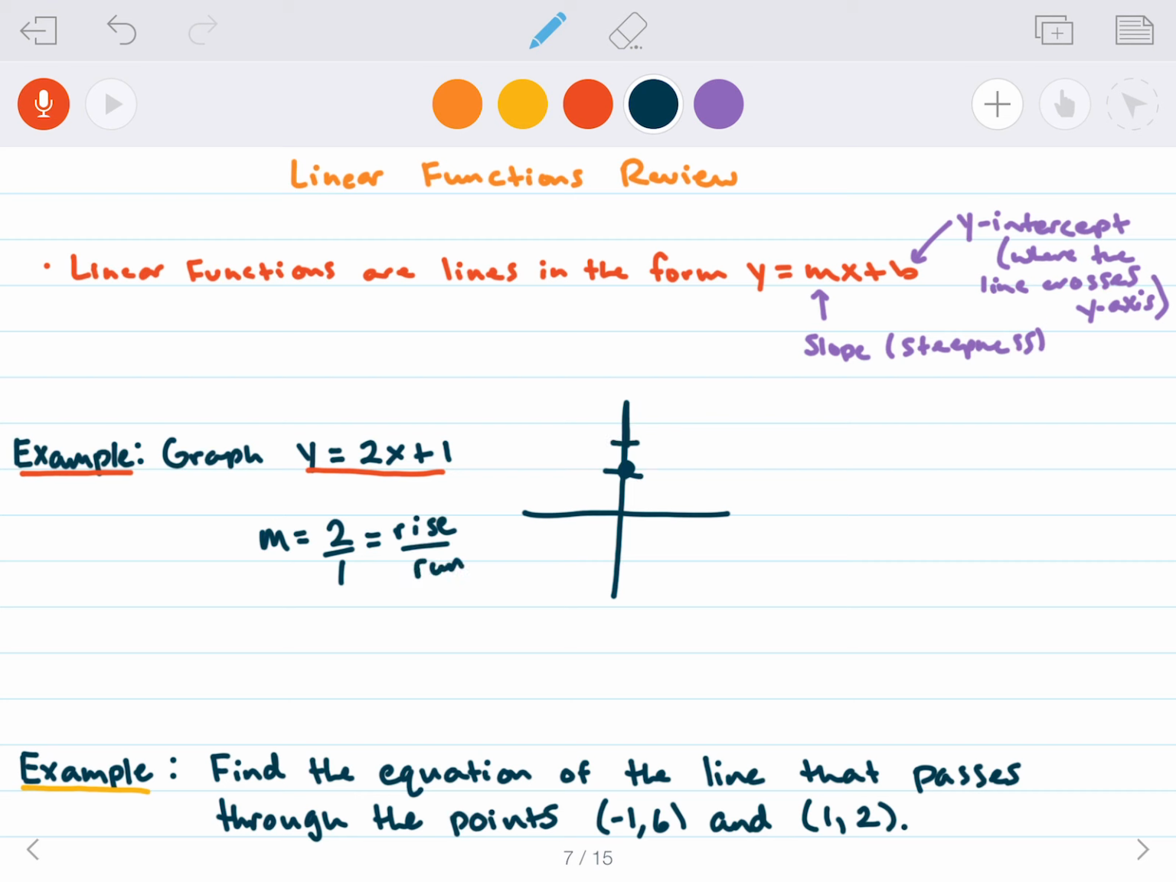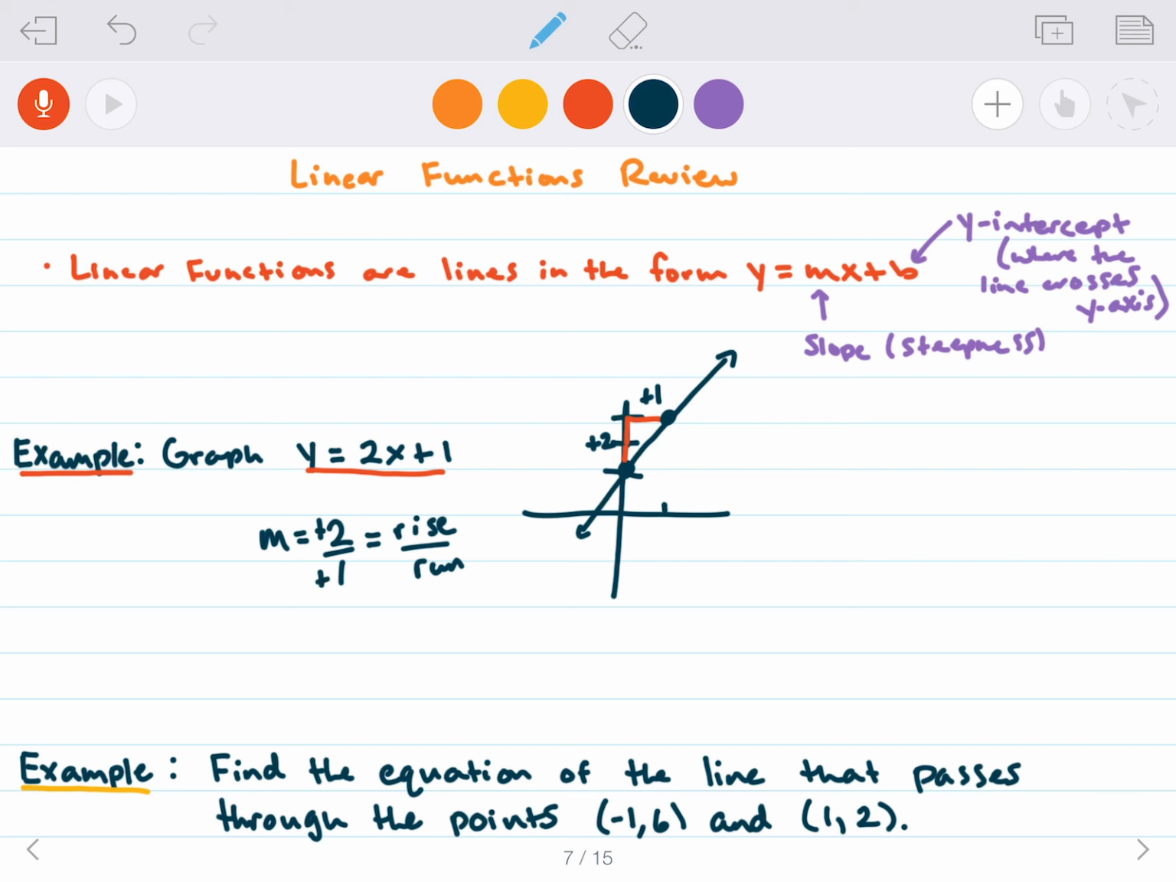So from the y-intercept I can go up 2, 1, 2, so this is the rise part, and then I can run 1 to the right. So I rose 2 and ran 1, and then I plot my other point and just connect the two. Rise 2, run 1.